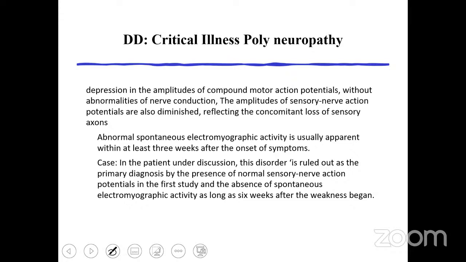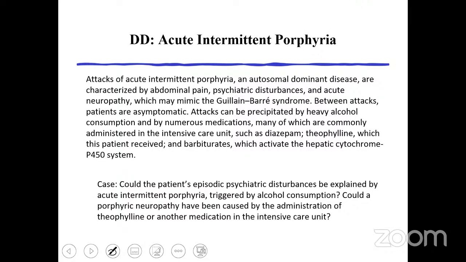So polyneuropathy, there may be myopathy, but polyneuropathy is not considered in this case. What else comes into differential diagnosis? Acute intermittent porphyria. So we've seen GBS, axonal variant. Attacks of AIP, an autosomal dominant disease, are characterized by abdominal pain, psychiatric disturbances, and acute neuropathy, which may mimic GBS.